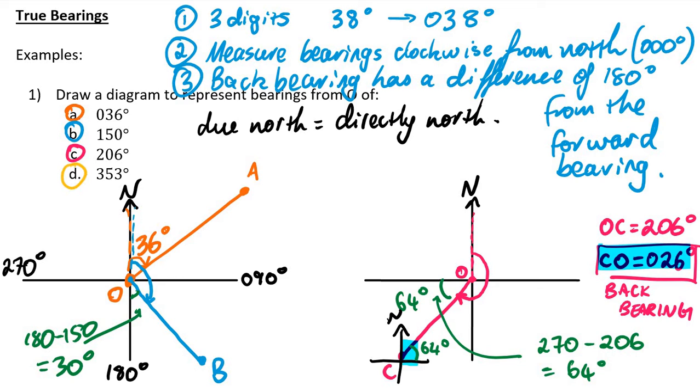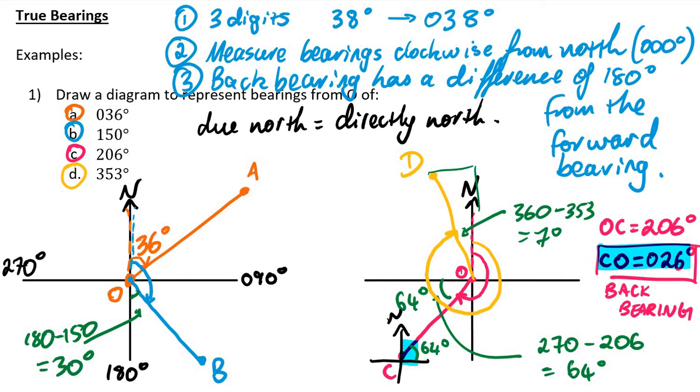The final one is 353 degrees. That is going to be in this quadrant here. So we face north and we turn all the way through 353 degrees. That's almost 360. And walk towards D. This angle in here is going to be 360 minus 353, 7 degrees. And it's probably that angle that will form your triangle. That angle there, that would be 353 minus 270.